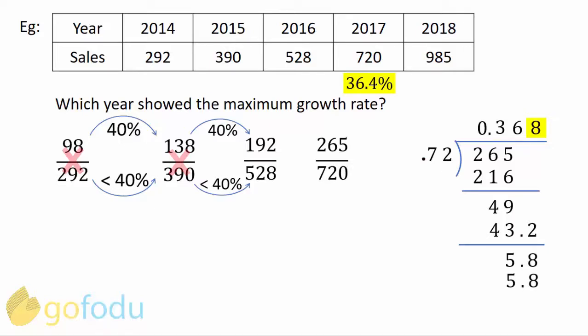We are calculating the percentage, so we will multiply quotient with 100. This gives us 36.8 as the final answer, which is greater than the previous fraction 36.4. With this, we end the discussion on this topic.